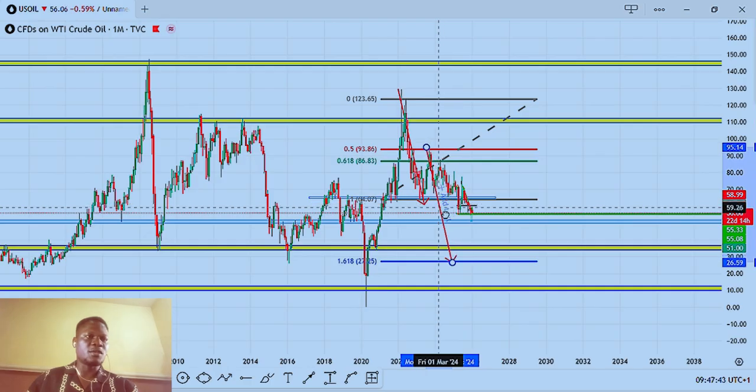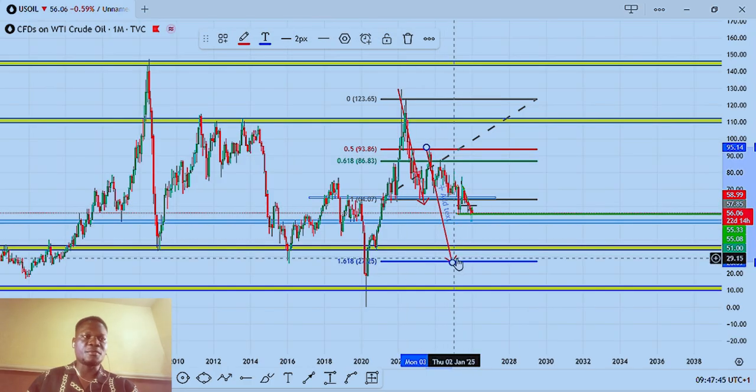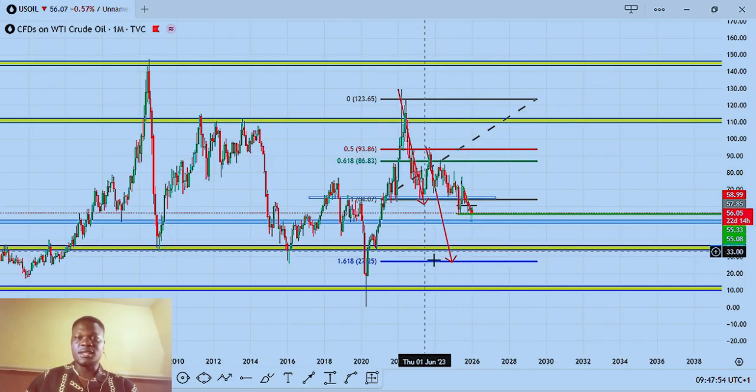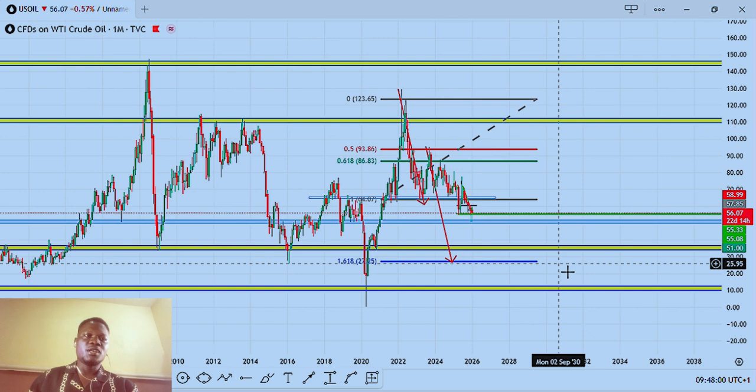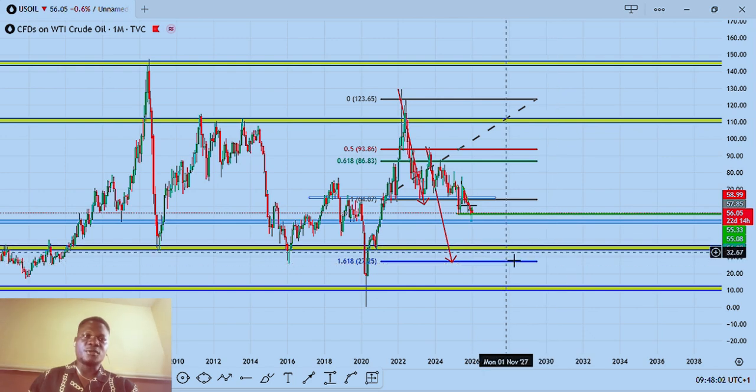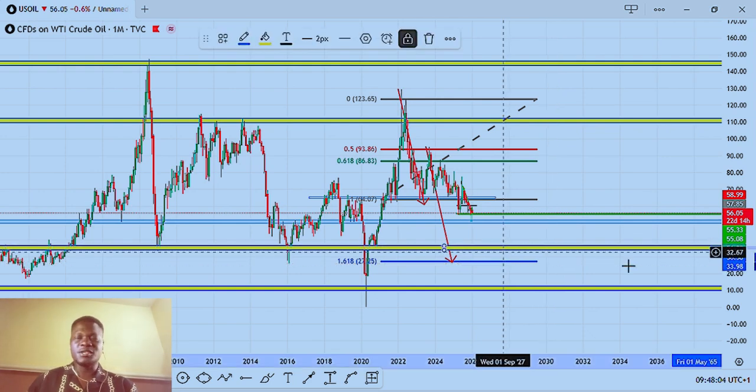So you can see why I'm saying US oil is going to drop towards $50 and below. This is the next level for US oil, this institutional level. This might take time, but this year 2026, before the year end, before we get to 2027, US oil might drop towards this level of 40 to $35.